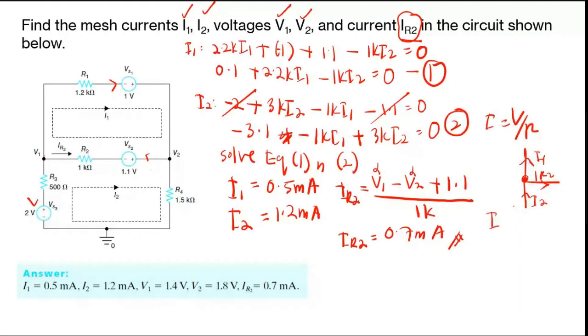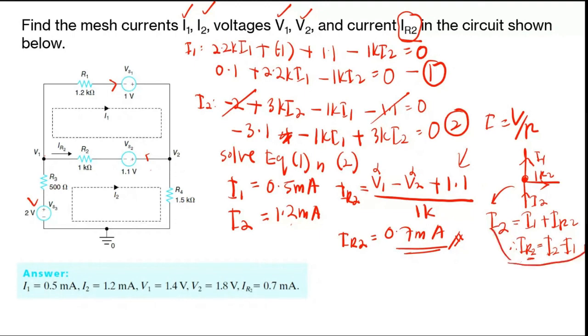So from here you can create an equation where I2 is equal to I1 plus IR2, where you know that your IR2 is equal to I2 minus I1. So I2 minus I1, 1.2 milli minus 0.5, so you can get IR2 is also equal to 0.7 milliampere. But if you want to use this equation you also can, but you need to find the value for V1 and V2 first.